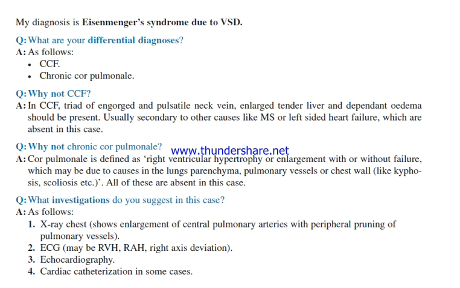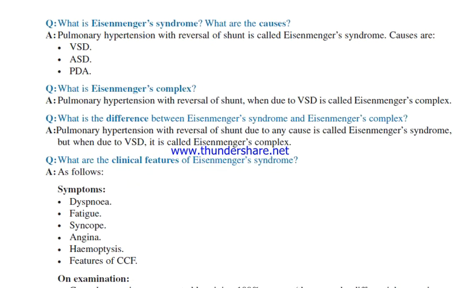What investigations do you suggest in this case? X-ray chest shows enlargement of central pulmonary arteries with peripheral pruning of pulmonary vessels. ECG may show right ventricular hypertrophy, right atrial hypertrophy, right axis deviation. Echocardiography, cardiac catheterization in some cases.